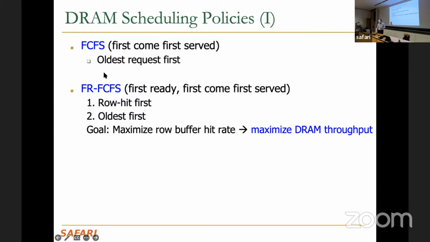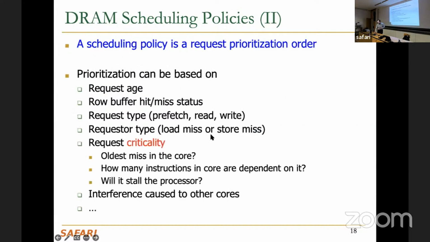A bit more sophisticated is what's employed in many memory controllers, a form of it, a more sophisticated form than what's described over here, which is FR-FCFS, first ready, first come, first serve, where you prioritize a request that goes to a row that's already in the row buffer. So you need to check the row buffer for this, and otherwise you prioritize the oldest request among all of the equal ones. The goal is to maximize the row buffer hit rate, to maximize DRAM throughput.